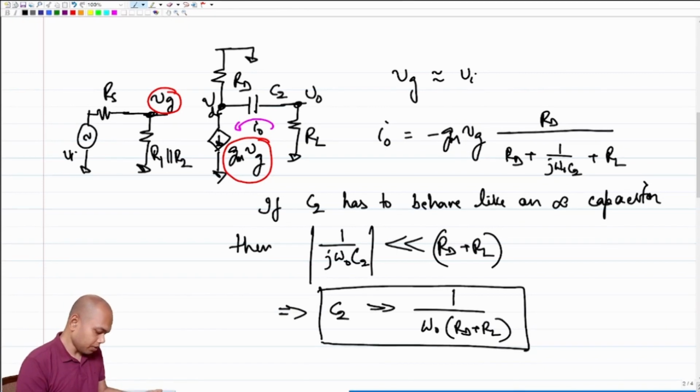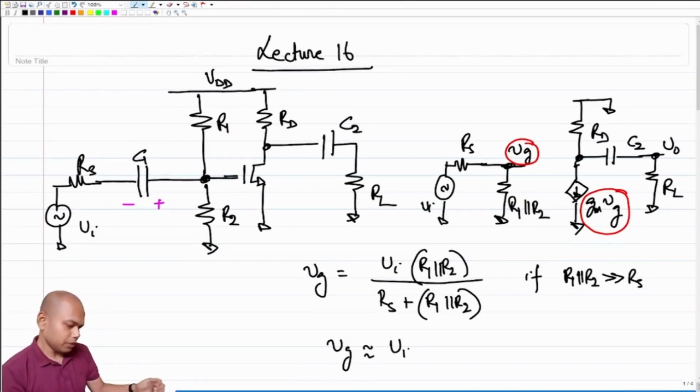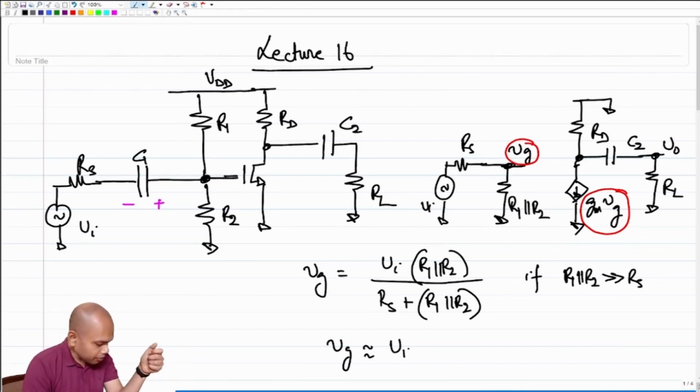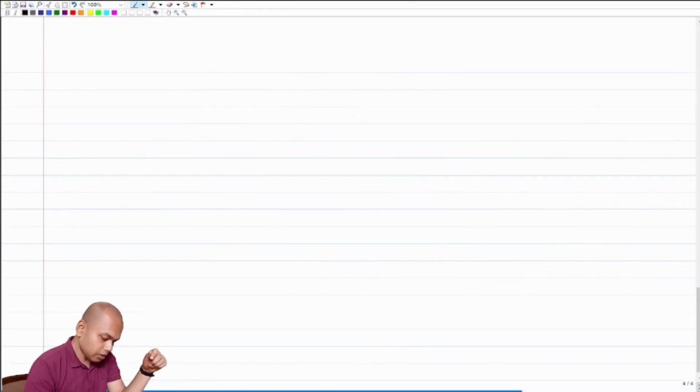minus gm times RD parallel RL under ideal conditions, right? What do I mean by ideal conditions? What I essentially mean is when C1 and C2 are acting like infinite capacitors at signal frequencies, and when the R1 parallel R2 combination is not loading your input. If these conditions are met, then the maximum gain that you can get out of this configuration is minus gm times RD parallel RL. Okay, so this we saw.